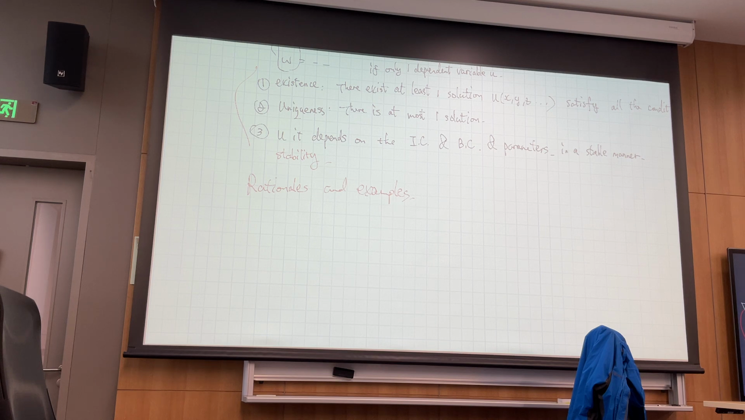But later, what we are going to do is show this via computations. Okay, so this is what I'm going to do. I'm going to provide the rationales and examples for the robustness from that.